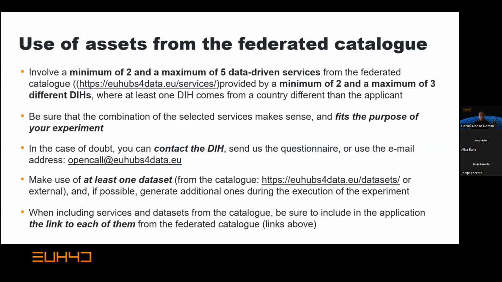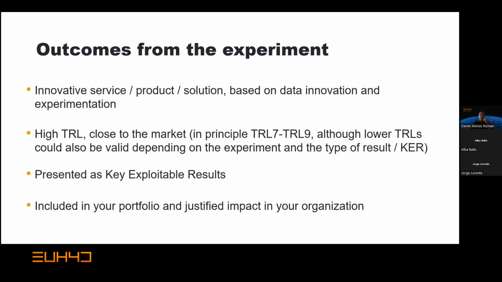So the first point was using the assets of the catalog. The second point is the outcomes of the experiment. As I mentioned before, we are looking for high TRLs. We are not looking for research results. In principle, it would be nice if the result of your experiment is about TRL 7 to 9, because it ensures that the solution is close to the market.